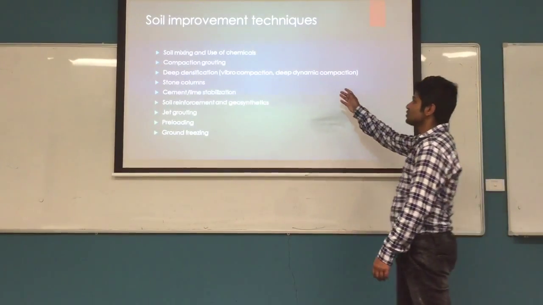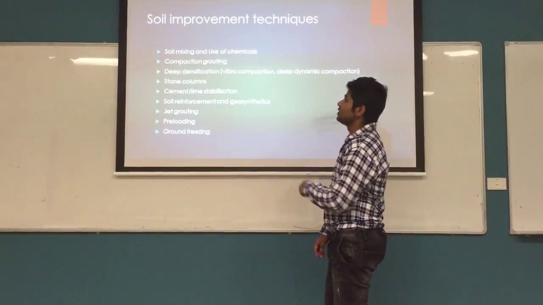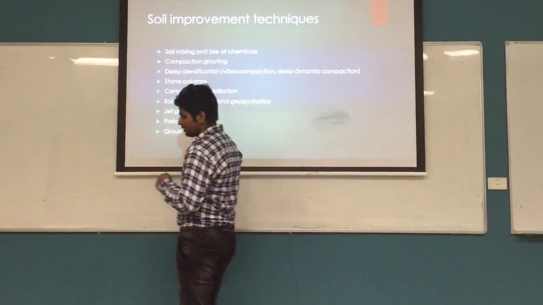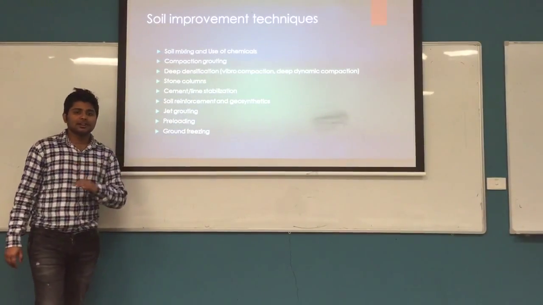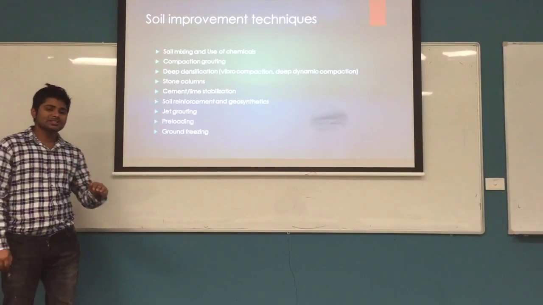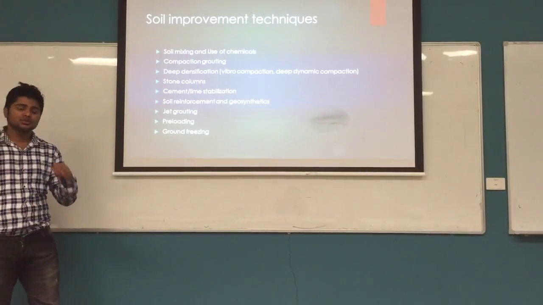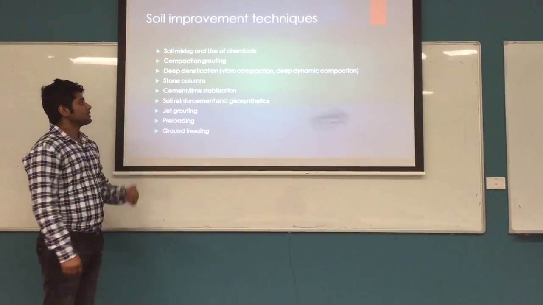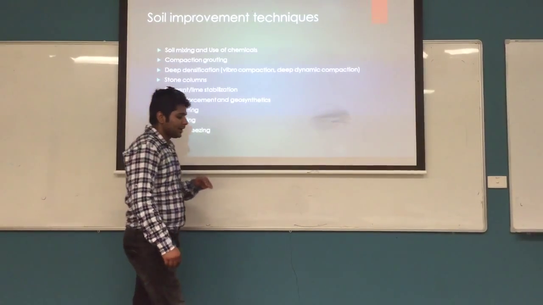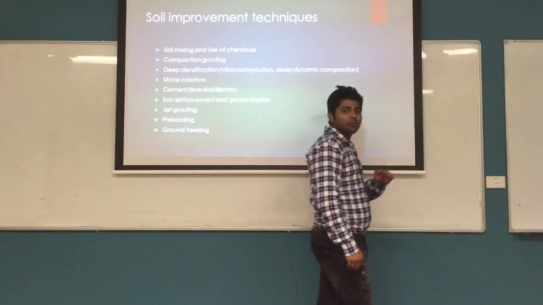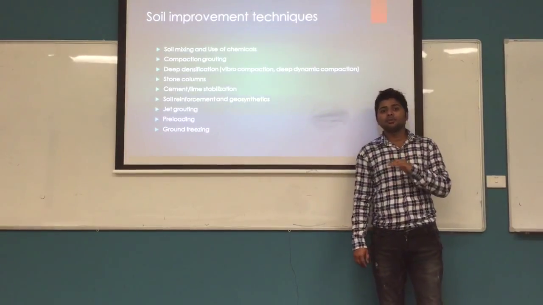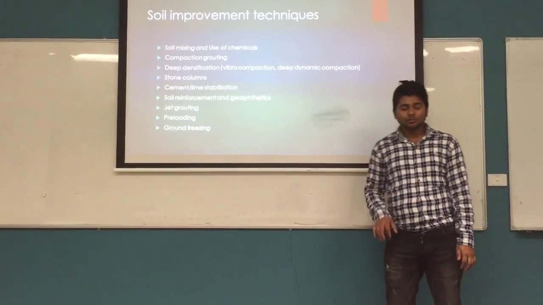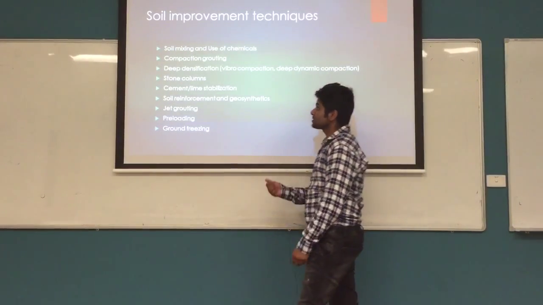And here is a list of some improvement techniques. The first one, soil mixing and use of chemicals. Soil mixing and use of chemicals clearly defines the mixing of two different types of soils or the use of chemicals in the soils to increase the strength of the soils. The second one is compaction grouting. Here the soil mass is compacted by using a heavy weight. It is repeatedly lifted up and dropped down on the ground to increase the compaction.